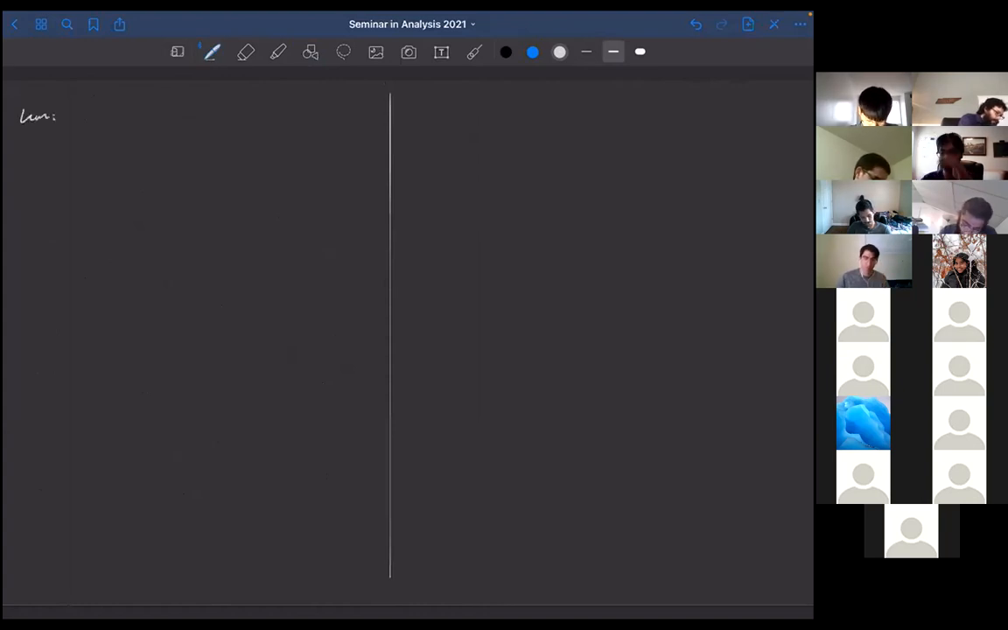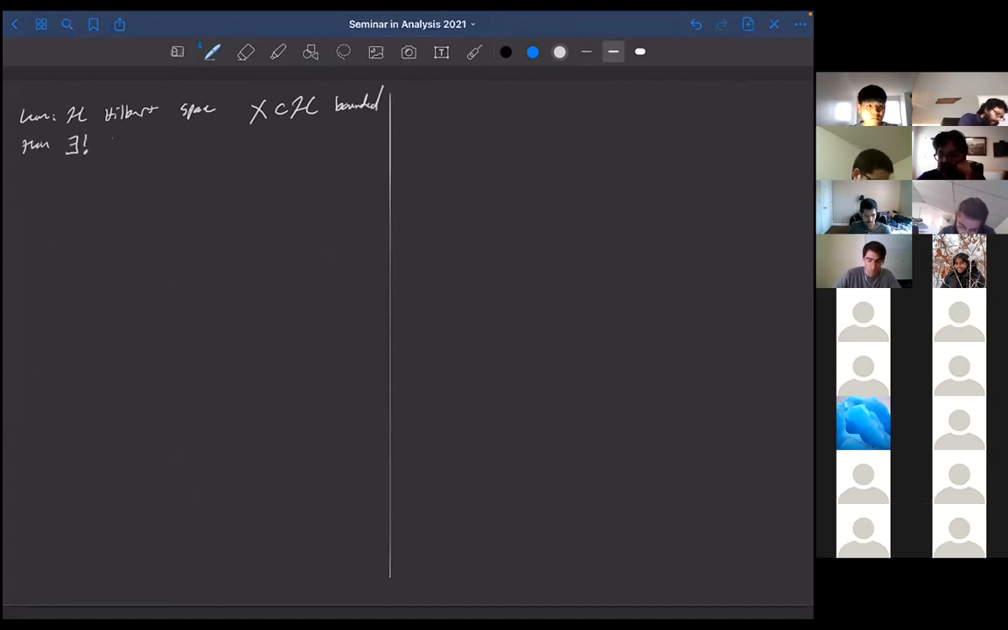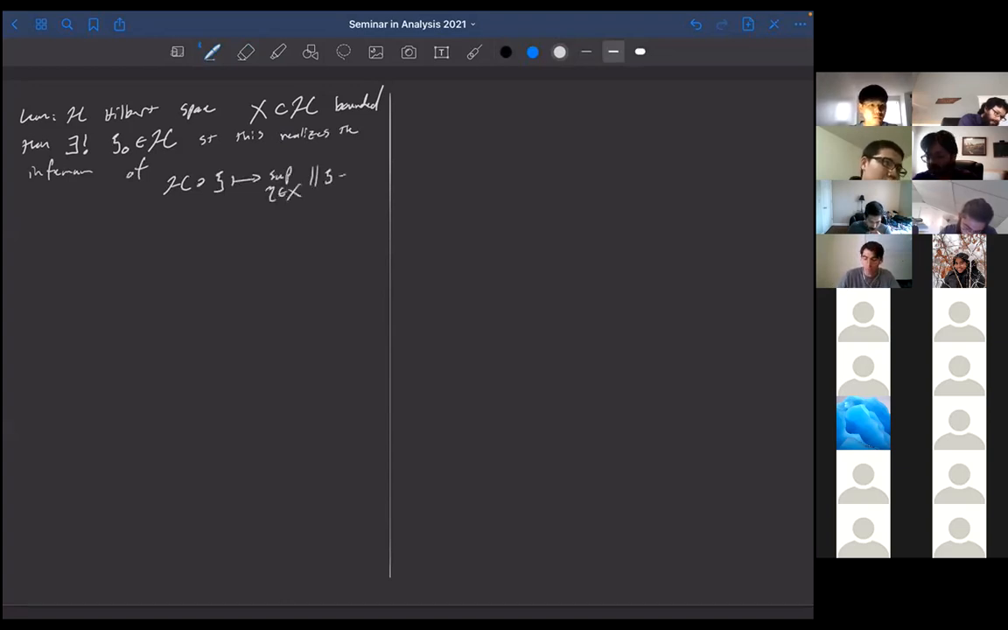So this is another lemma. Let H be a Hilbert space, and X in H bounded. Then there exists a unique vector X naught in H. It may or may not live in X, usually it won't, such that this vector realizes the infimum of the function that takes C and sends it to the sup over eta in X of the norm of C minus eta. All right, so this is what we'll prove.